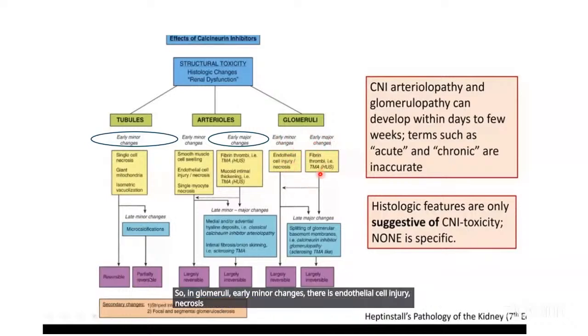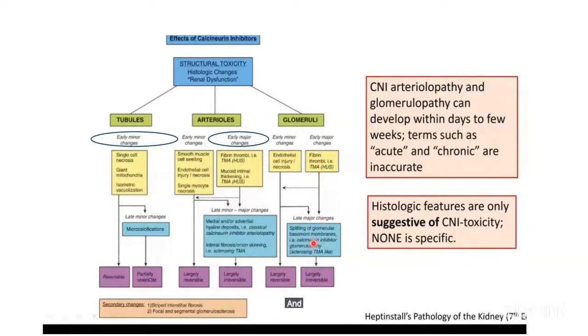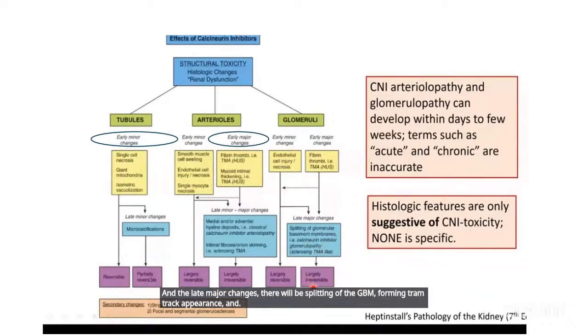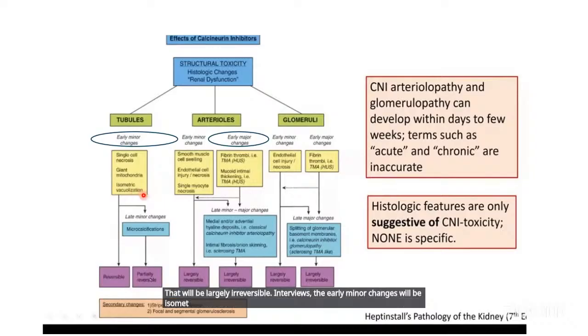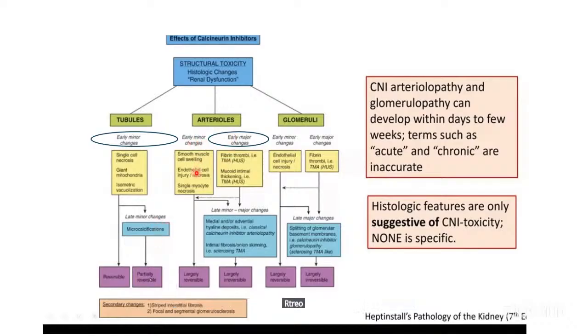The major changes, fibrin thrombi, what we have seen in our case, and the late major changes, there will be splitting of the GBM forming tram track appearance, and that will be largely irreversible. In tubules, the early minor changes will be isometric vacuolizations, giant mitochondria will be seen on electron microscopy, and the late minor changes, microcalcification. Arterioles, early minor changes, there is smooth muscle cell swelling or ballooning, that is CNI arteriolopathy.